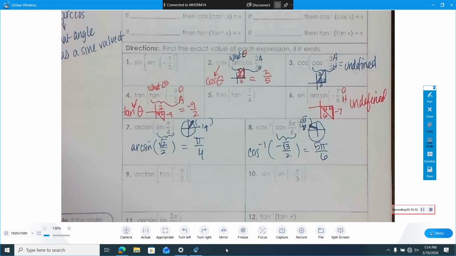Dude, this really checking if it's undefined. Yeah. Okay.